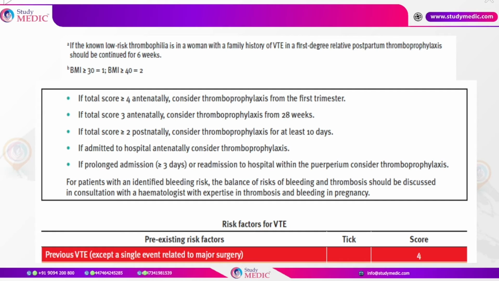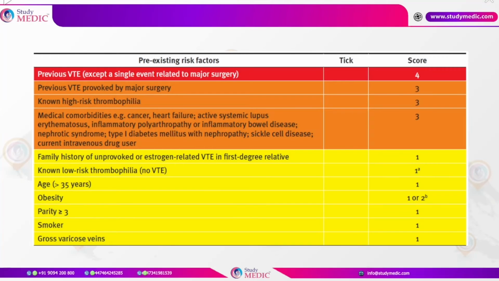Understand this very important line. A patient who is on a thromboprophylactic agent antenatally will require thromboprophylaxis for the next 6 weeks after the delivery. So here is the scoring system that helps you understand the parity, which is very important, that 3 or more than 3 will be considered as a score 1. Obesity we have already discussed, BMI more than 30 is considered as 1, BMI more than or equal to 40 is considered as 2.